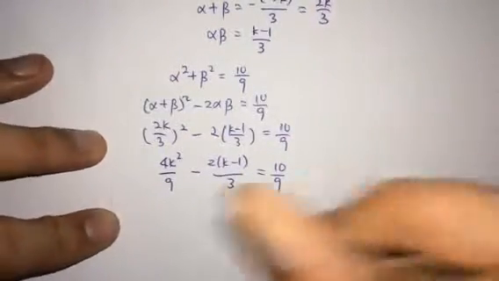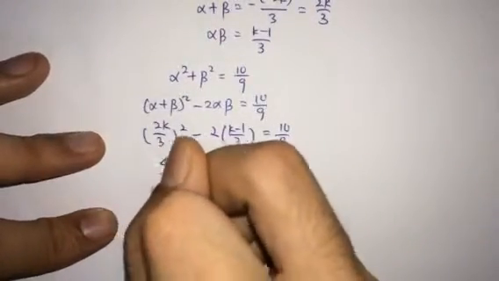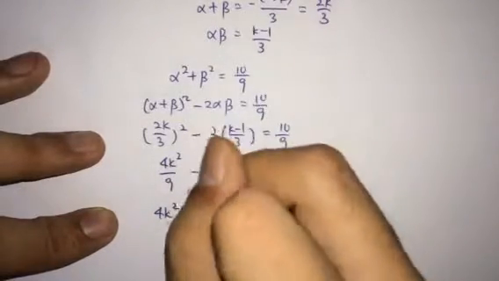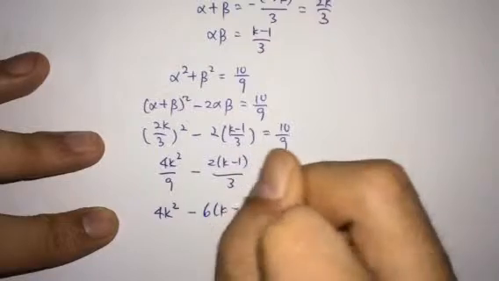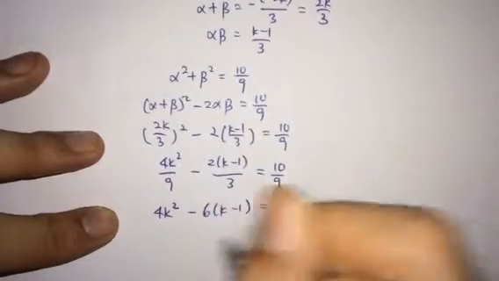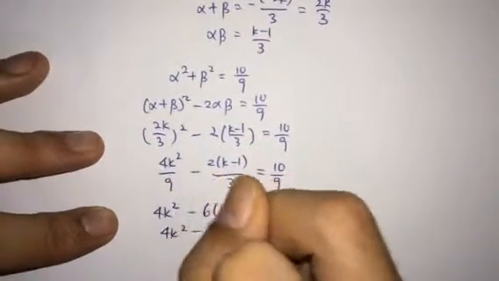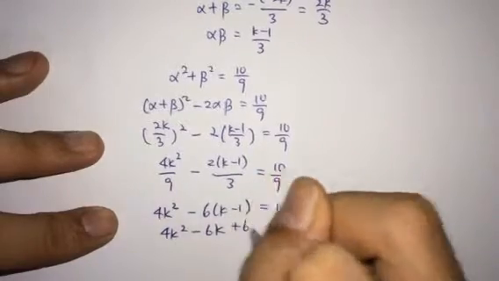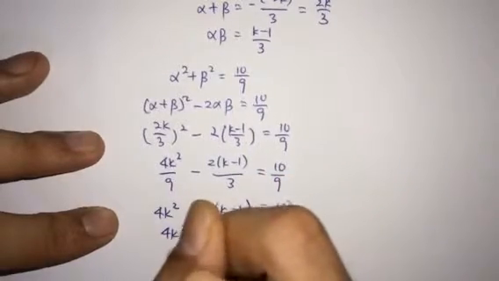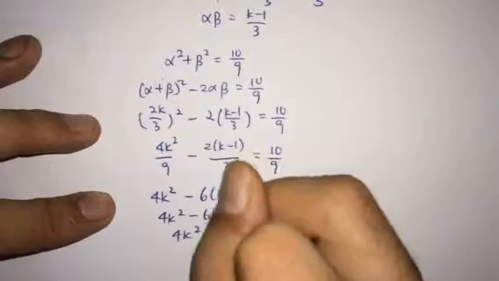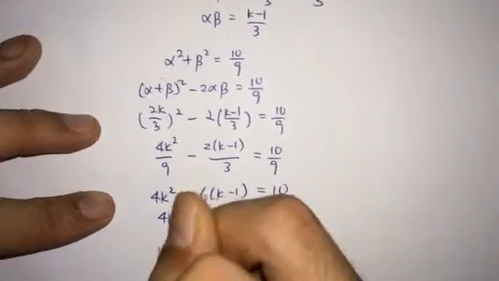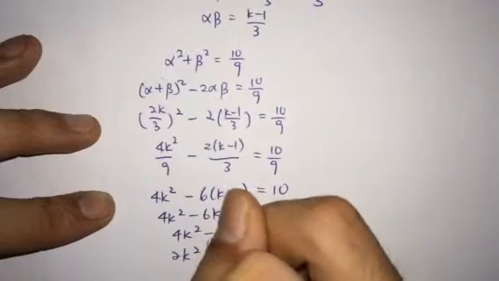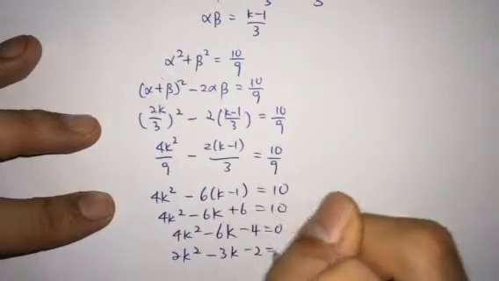Multiplying everything by 9, we end up having 4k squared minus 6k minus 1 equals 10. So 4k squared minus 6k plus 6 equals 10. 4k squared minus 6k minus 4 equals 0. So 2k squared minus 3k minus 2 equals 0.